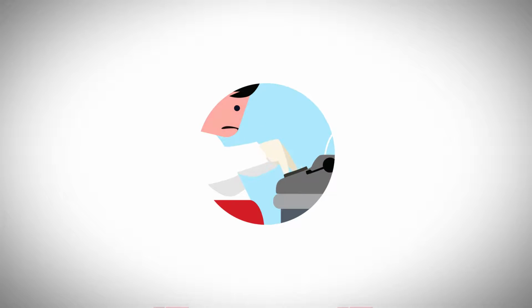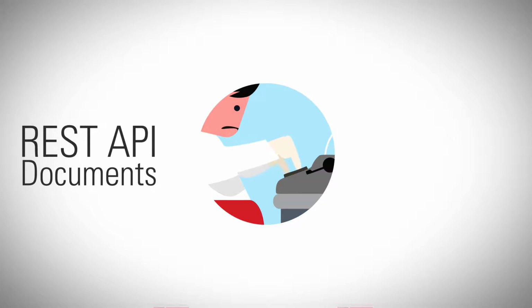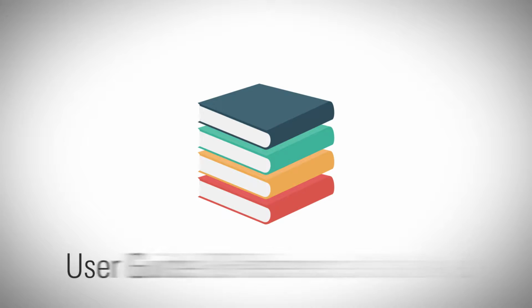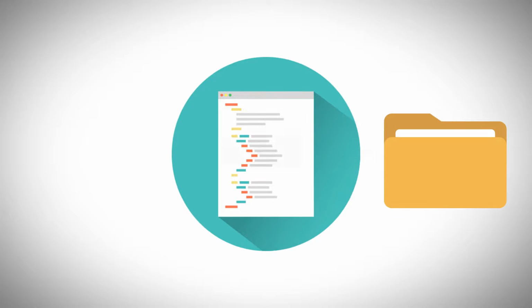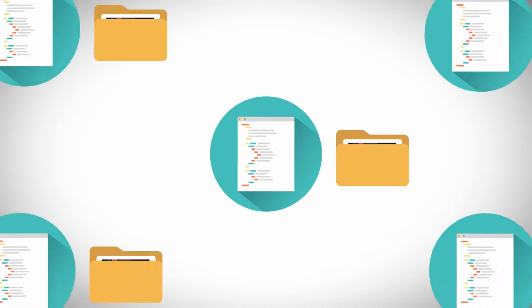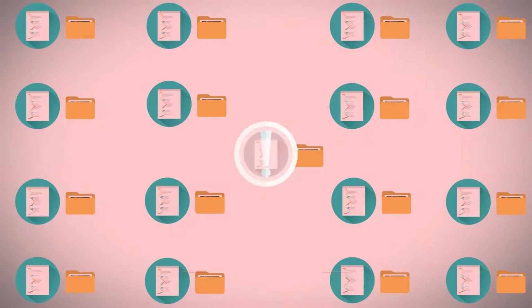Technical writers used to manually create REST API documents. The writers were responsible for documenting all user guide and reference material, copying content from comments in the source code. The process was a massive undertaking, laborious and prone to error.